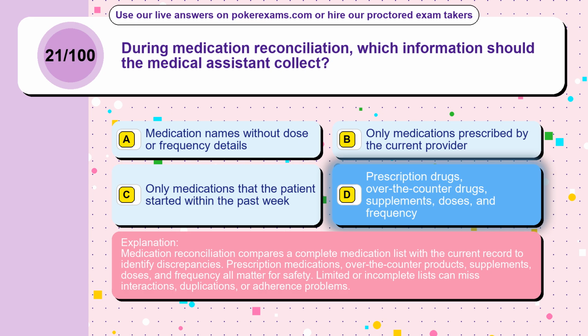Medication reconciliation compares a complete medication list with the current record to identify discrepancies. Prescription medications, over-the-counter products, supplements, doses, and frequency all matter for safety. Limited or incomplete lists can miss interactions, duplications, or adherence problems.